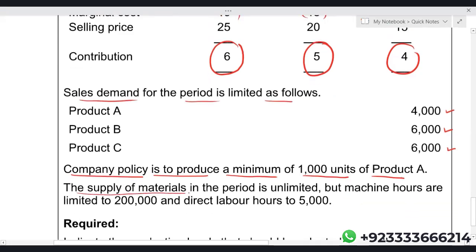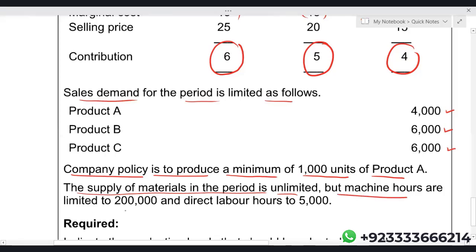The supply of materials in the period is unlimited. So when the examiner writes that supply of material is unlimited, simply material cannot be a limiting factor in this question. Why? Because it is categorically written that supply of material in the period is unlimited. So simply material cannot be the limiting factor.